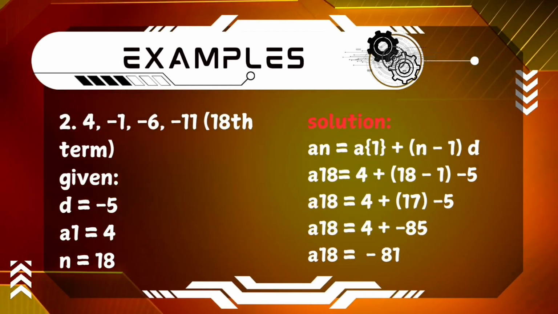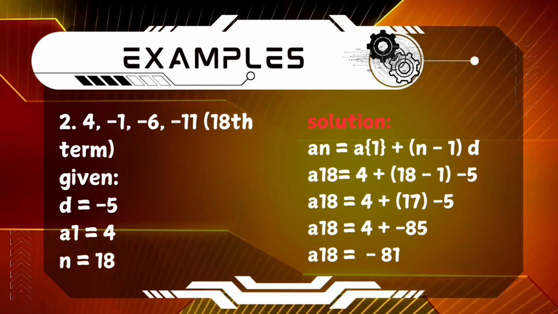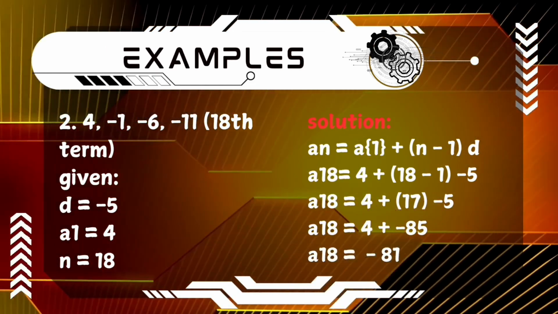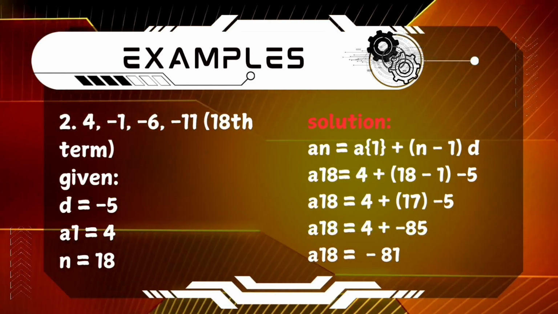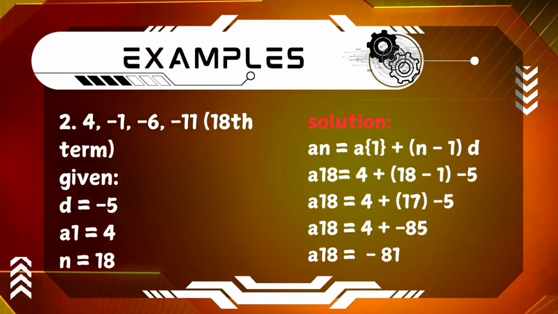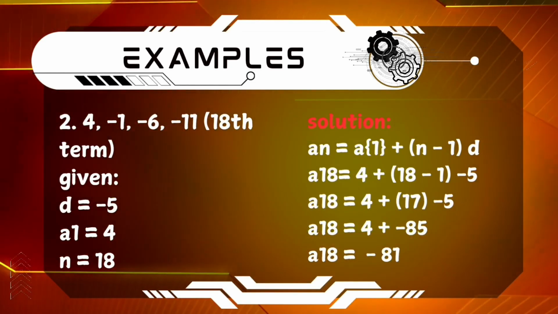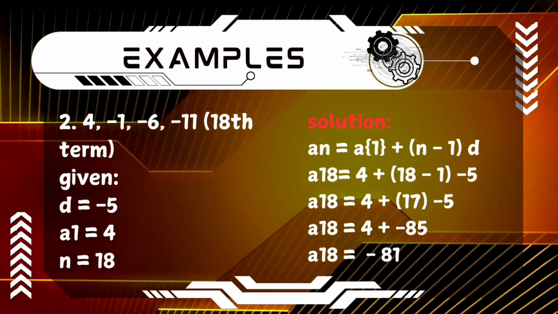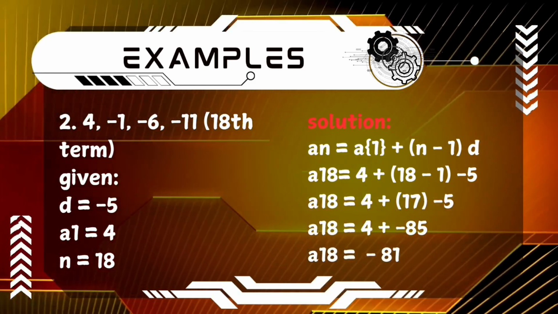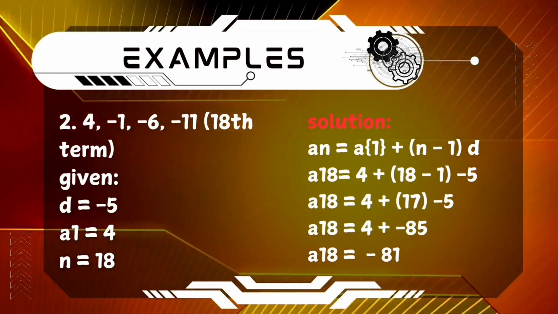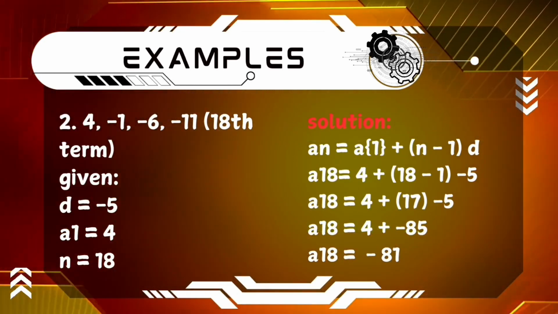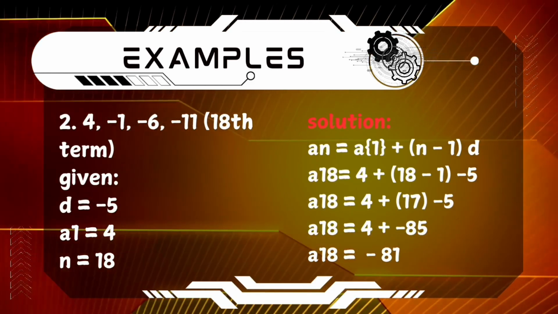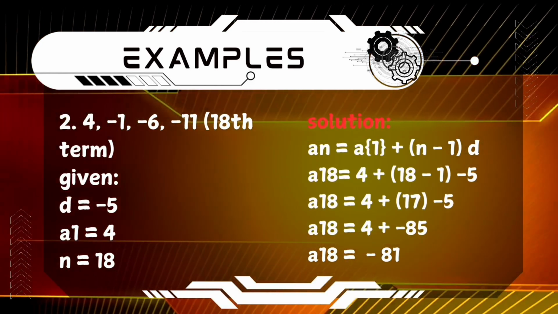plus n minus 1 times d. Now let us substitute all the terms. a sub 18 equals 4 plus 18 minus 1 times negative 5. a sub 18 equals 4 plus 17, because 18 minus 1 is equal to 17, times negative 5. 17 times negative 5 is negative 85, plus 4 is negative 81. Therefore, our 18th term is negative 81.